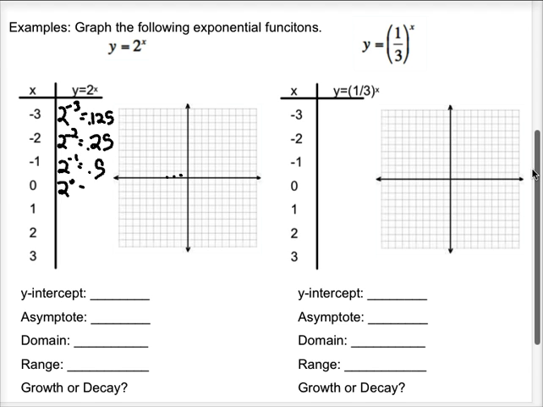2 to the 0, well, that's a property we should know. Anything to the 0 power is just 1. 2 to the 1st power. Anything to the 1st power is itself. So we get 2. 2 squared, now that's what everybody should know. 2 squared is going to give you 4. To the 3rd power, again, after last chapter, you should know this like the back of your own hand. 2 to the 4th power is 8. 1, 2, 3, 4, 5, 6, 7, 8.